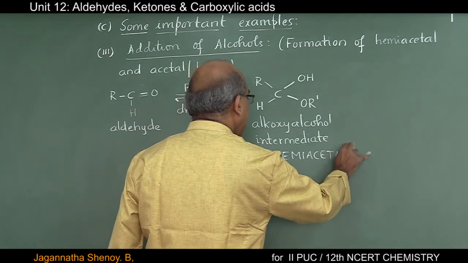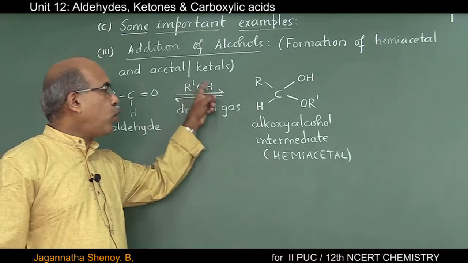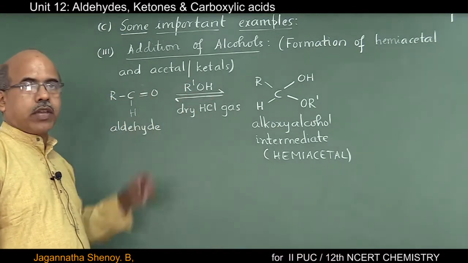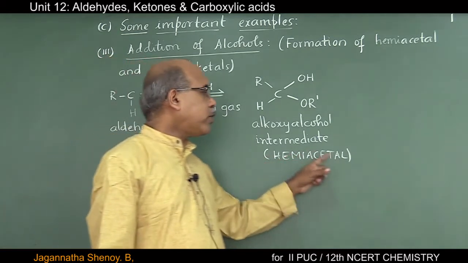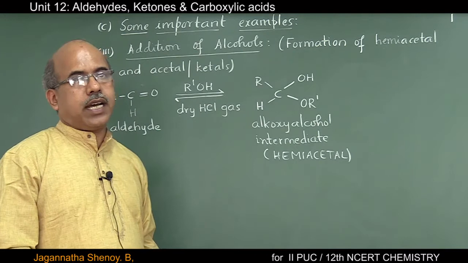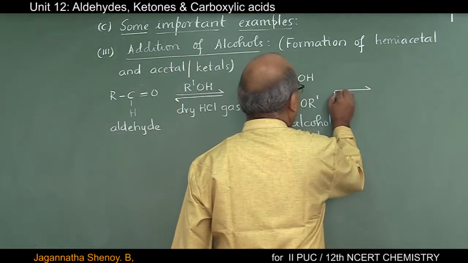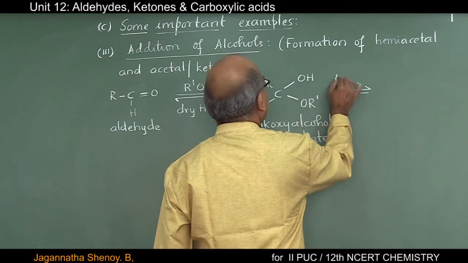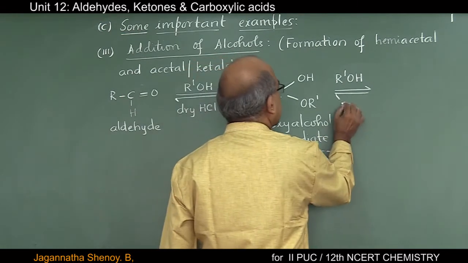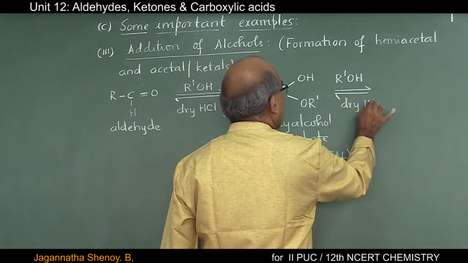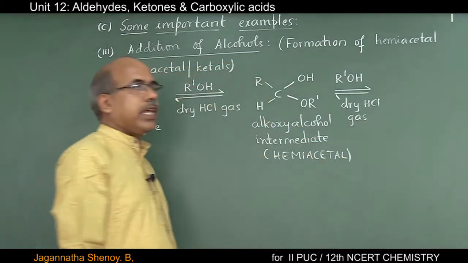So how do we get hemiacetal? An aldehyde has to be treated with one molecule of monohydric alcohol in the presence of dry HCl gas. What we are going to get is hemiacetal. Now, if you make use of excess alcohol, the reaction proceeds further. So we have R-OH, and this reaction takes place, as I told you, in the presence of dry HCl gas.